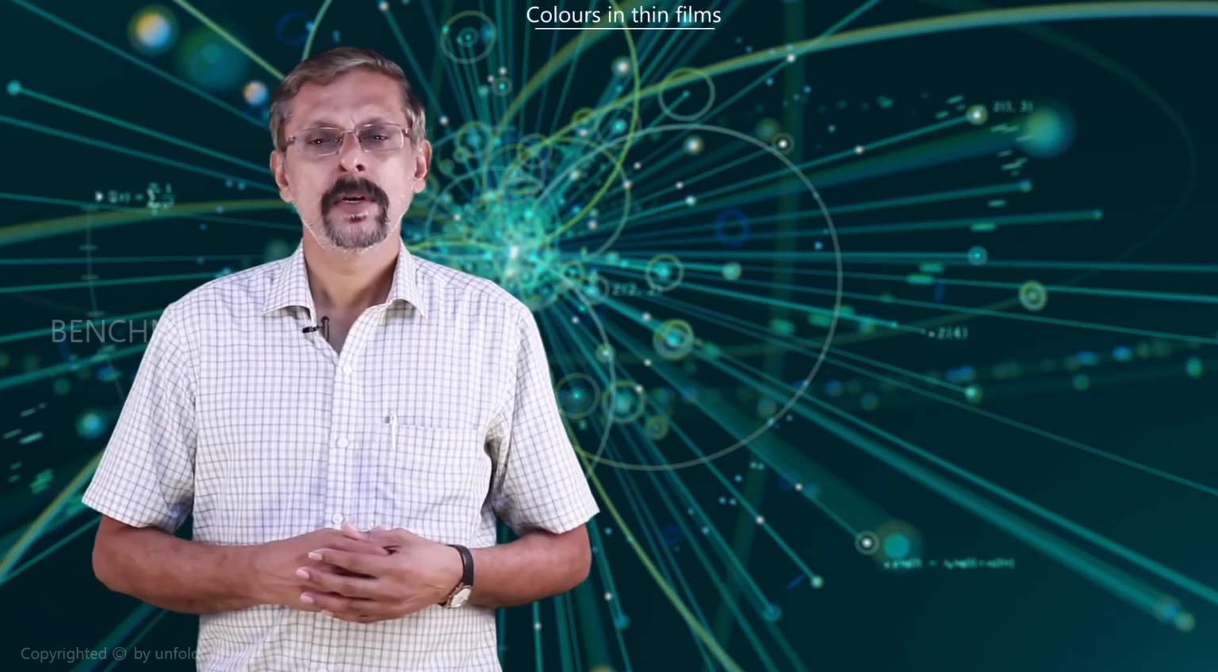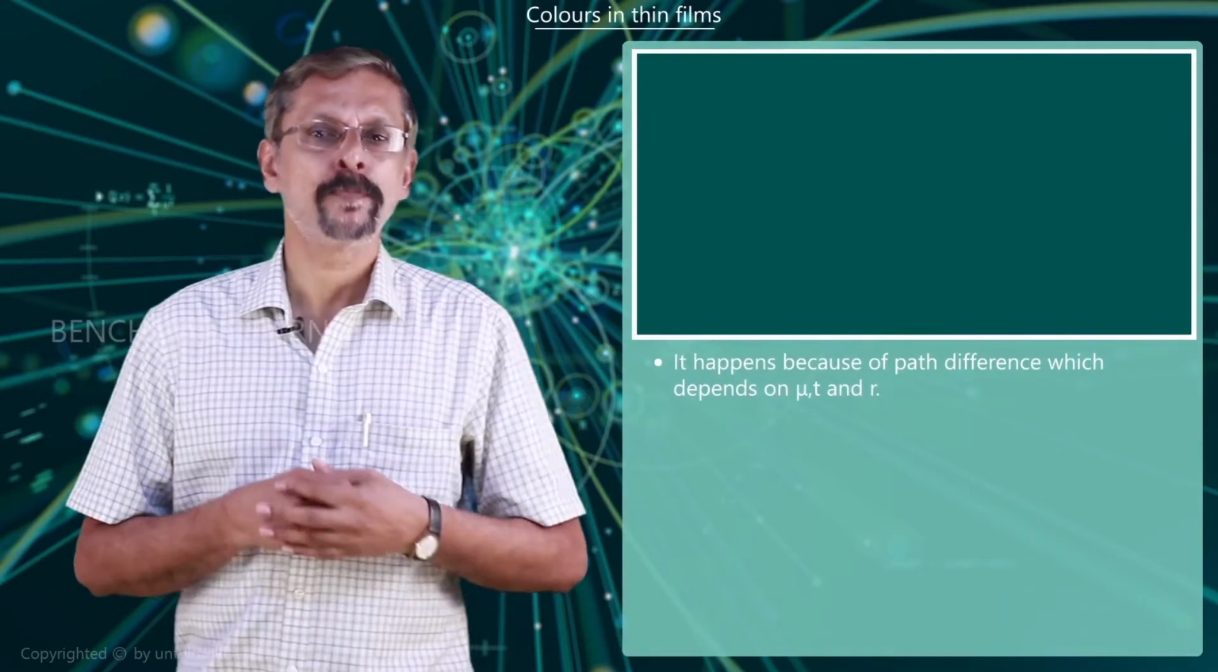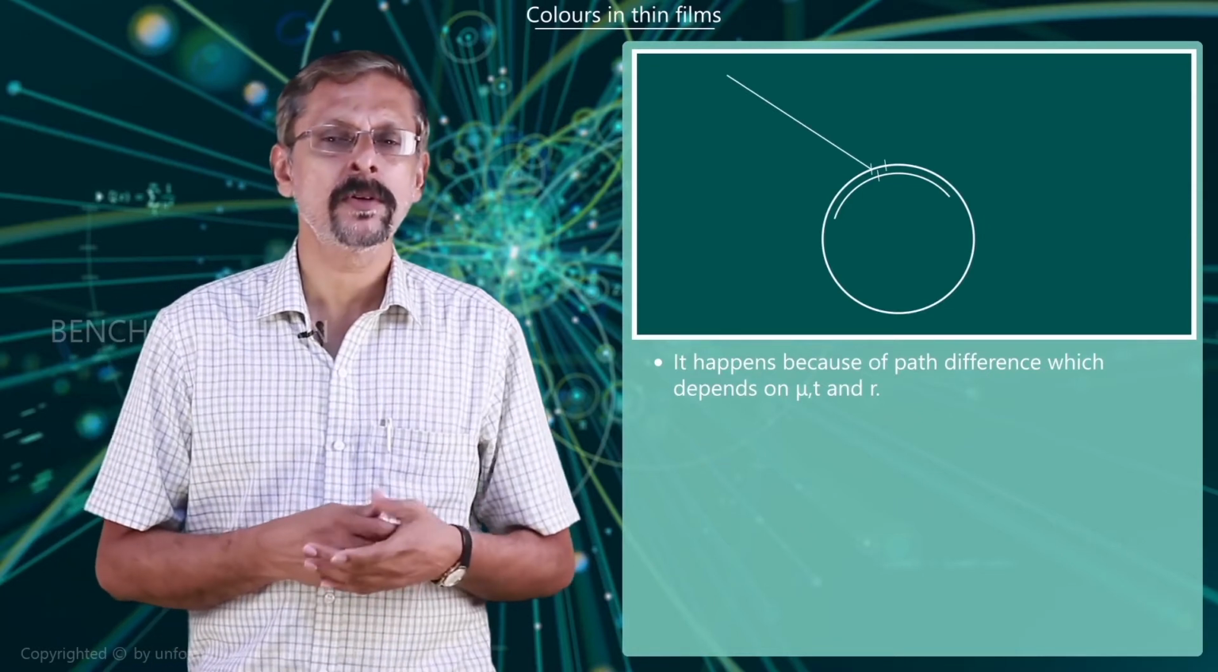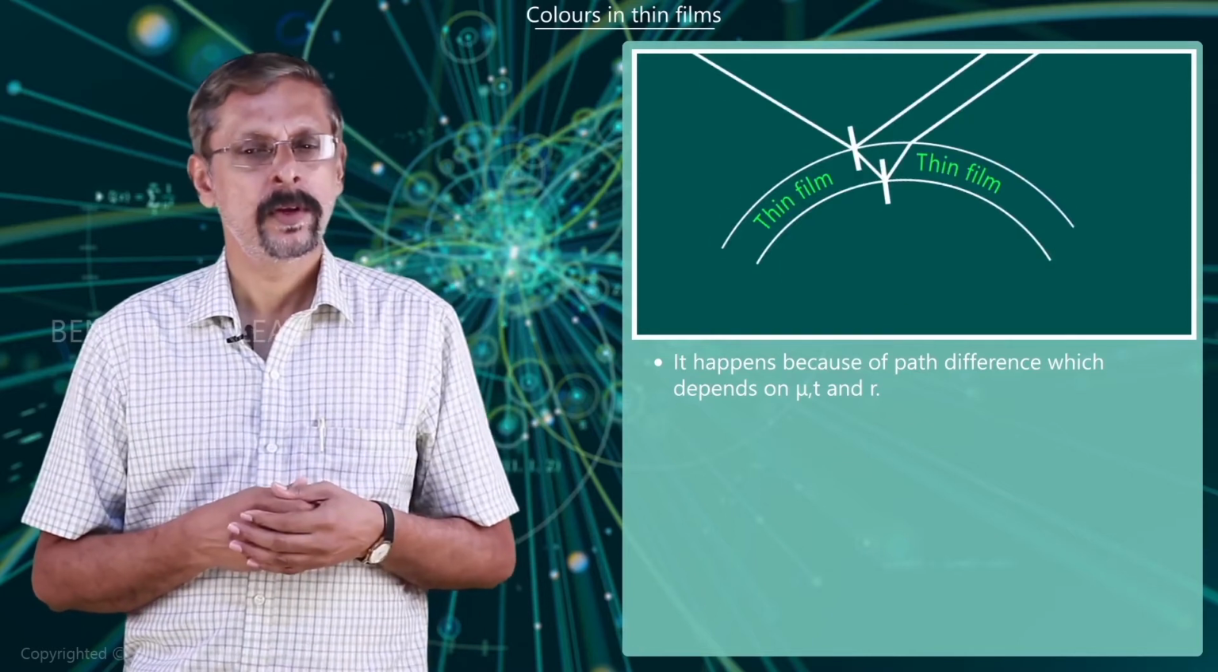When thin films are watched in monochromatic light, dark and bright regions are seen. This happens because of the path difference, which depends upon the values of mu, t and r.